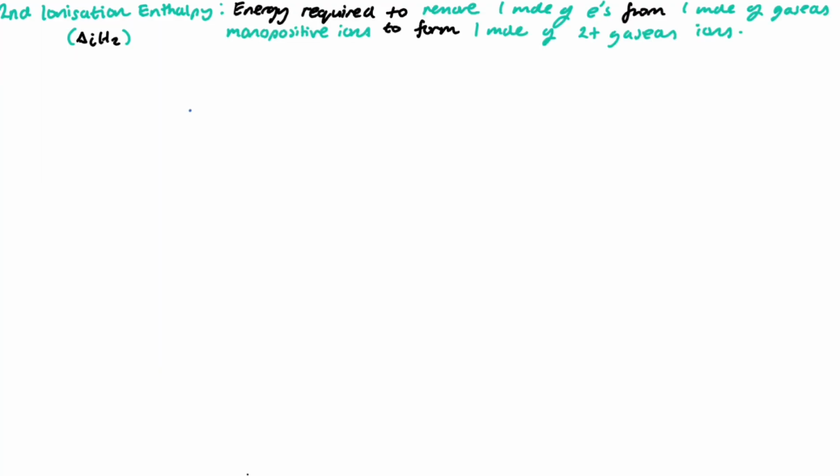Next, we got the second ionization enthalpy, aka the second ionization energy. Basically the same definition, but just using the monopositive ions and the gaseous 2+ ions. So the second ionization energy is the energy required to remove 1 mole of electrons from 1 mole of gaseous monopositive ions to form 1 mole of gaseous 2+ ions. An example equation of this is sodium, but this time it's a monopositive ion, so that means it's Na+ in its gaseous state going to Na2+. And it's also endothermic. So both of the ionization energies, the first and the second, are endothermic, so the arrows go up.